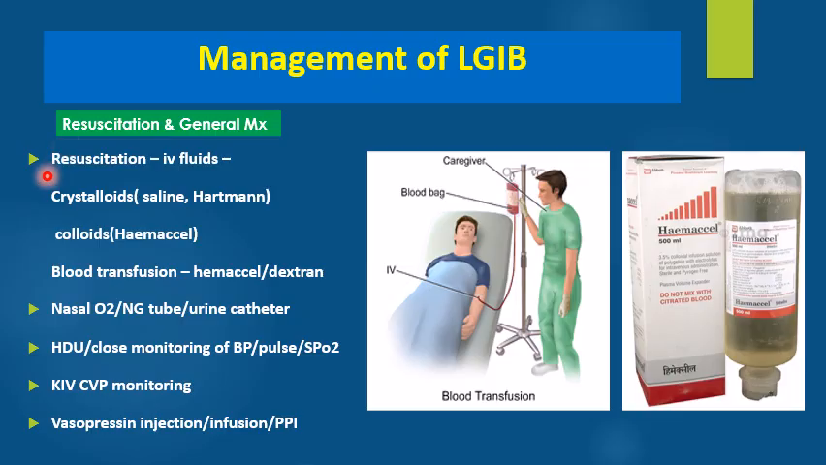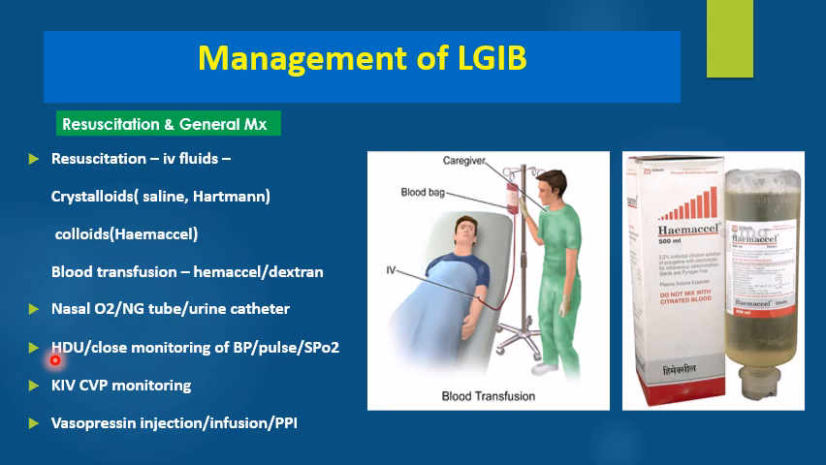The resuscitation consists of replacement of IV fluids, which consists of crystalloids such as saline and Hartmann's solution, or colloids such as Hemacell. Blood transfusion if necessary, if the patient has been bleeding profusely. Others that can be used are Hemacell and Dextran, which can temporarily, while waiting for the blood, be transfused to improve the volume. The patient may have to be given nasal oxygen. Insertion of a nasogastric tube is usually necessary, and monitor the urine output with the use of a urinary catheter.